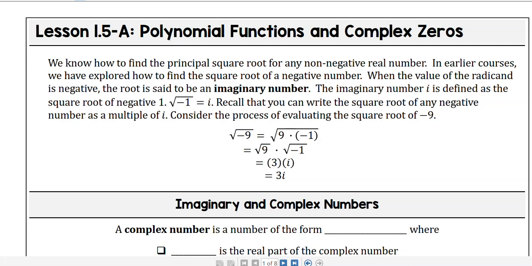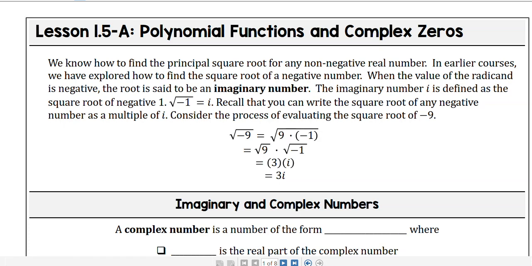In lesson 1.5, we're going to talk about polynomial functions and complex zeros. A lot of this hopefully is a refresher of some basic concepts from Algebra 2. So one of the first things that we talk about here is imaginary numbers.